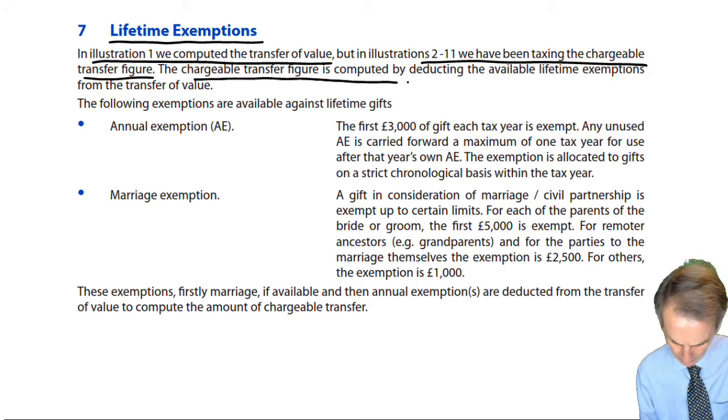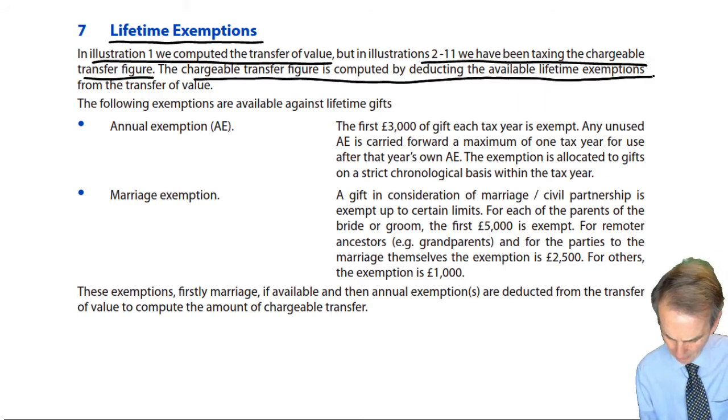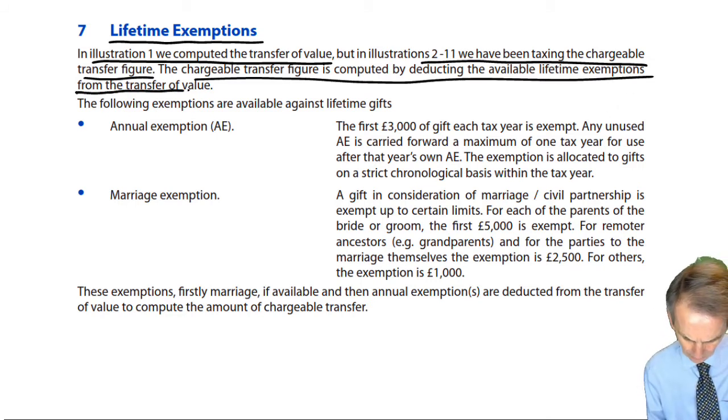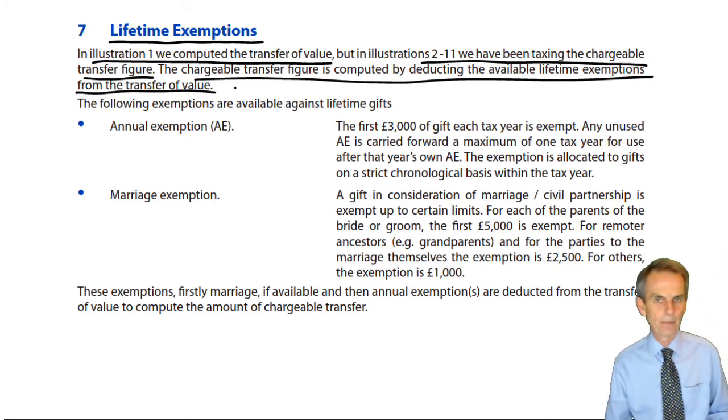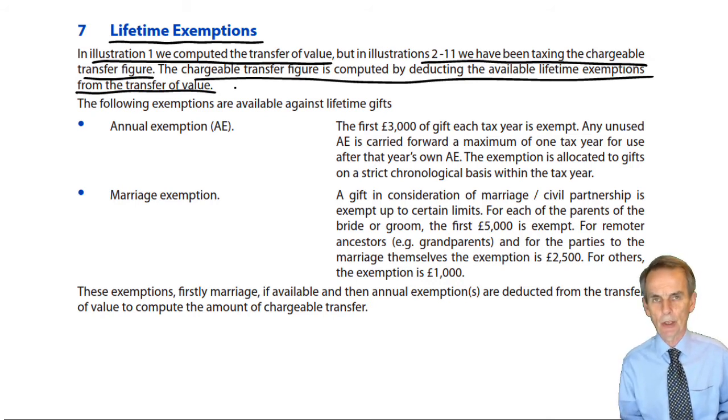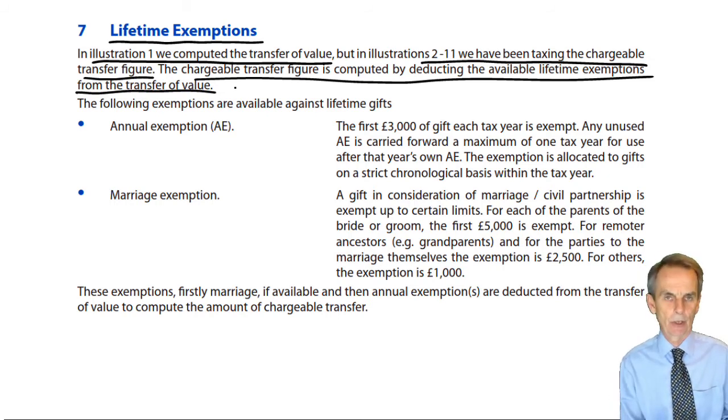The chargeable transfer figure, as we've just said, is computed by deducting whatever these available lifetime exemptions are from the transfer of value. Now, the only exemption we've been introduced to so far is an absolute exemption, which of course is any transfer between spouses or civil partners. There are no limits on that, but if any spouse or civil partner transfers to the other spouse or civil partner, those transfers, whether made in lifetime or on death, are exempt.